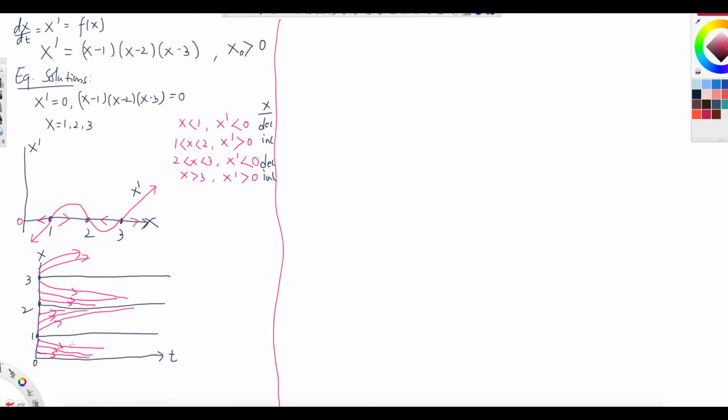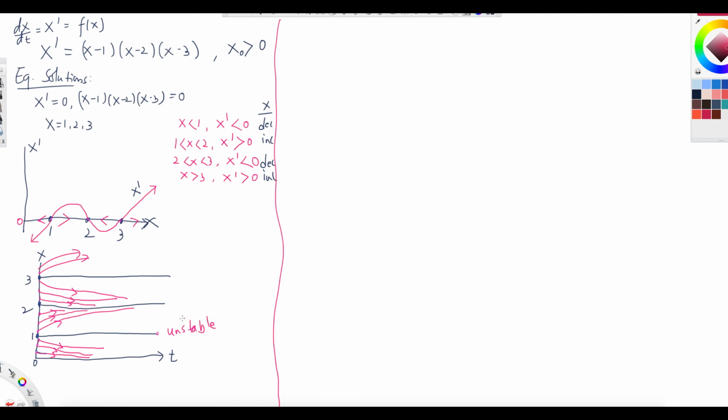So look at this. When the time goes bigger and bigger, you see that these solutions are going away from this equilibrium solution. Below this, it is going away because it is decreasing. Above 1, it is going away as well. So this equilibrium solution is called unstable.